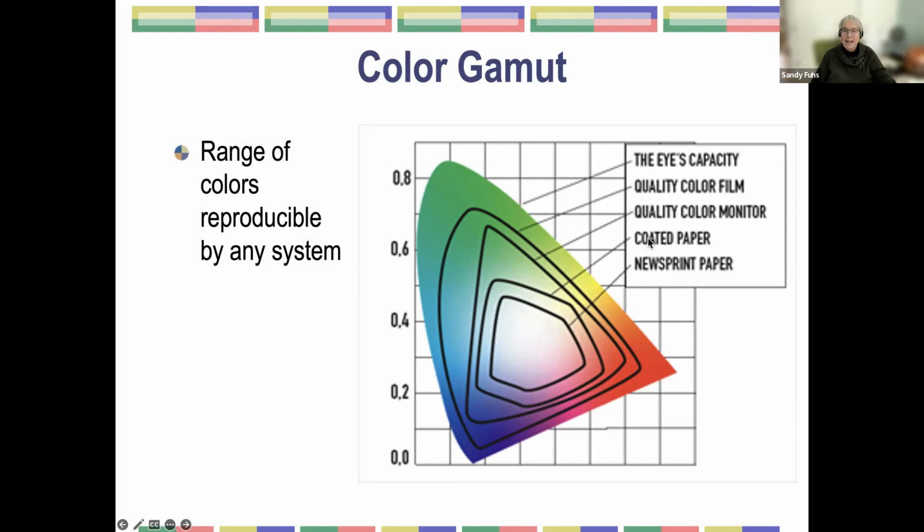Then if we take cyan, magenta, yellow, and black and print it on coated paper, shiny paper, these are the colors that I can reproduce. And newsprint, like in a newspaper, that kind of matte paper brownish, is even less. That's what's on the inside here.